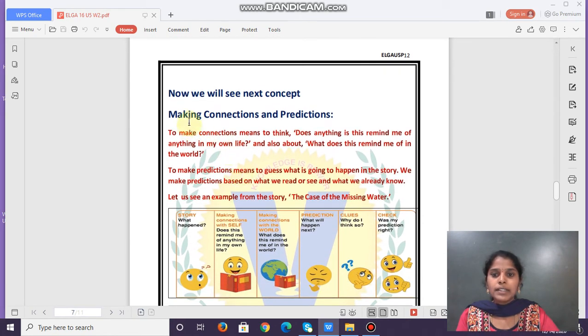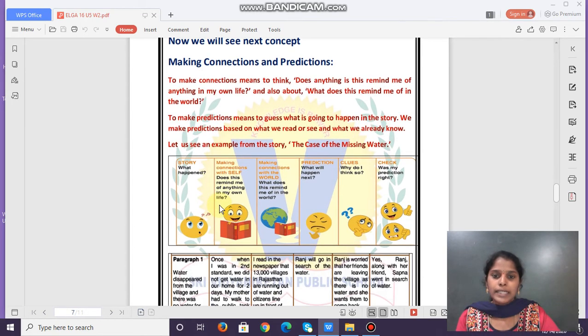Next topic is making connections and predictions. How do we use making connections and predictions to learn? Connections means to think: does this remind me of anything in my own life? Here we are going to connect with our own life, and also think about what this reminds me of in the world. To make predictions means to guess what is going to happen in the story. We make predictions based on what we read or see and what we already know.